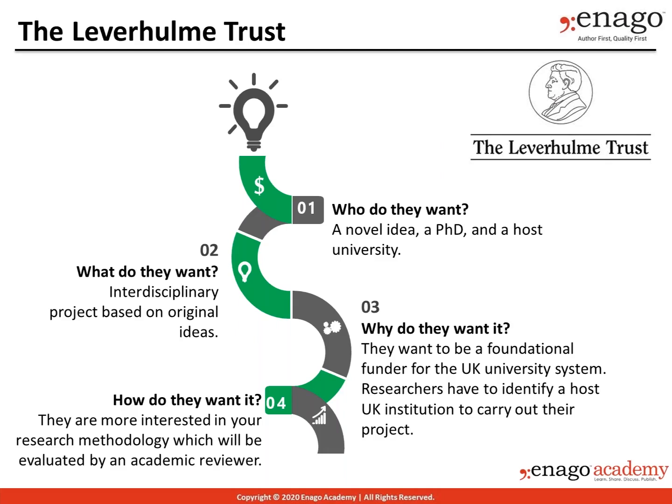We've got actually an example of a specific trust. So it basically gives you an understanding, if you like, of your thought processes in understanding how they might work. So who do they want? They want somebody with a novel idea and a PhD and a university, and they want your novel idea to be interdisciplinary. So not just something in a well-established discipline, but perhaps something that might combine geography with psychology, for instance, or it could be something to do with computing and the humanities. So something that would give you a freshness, something novel.